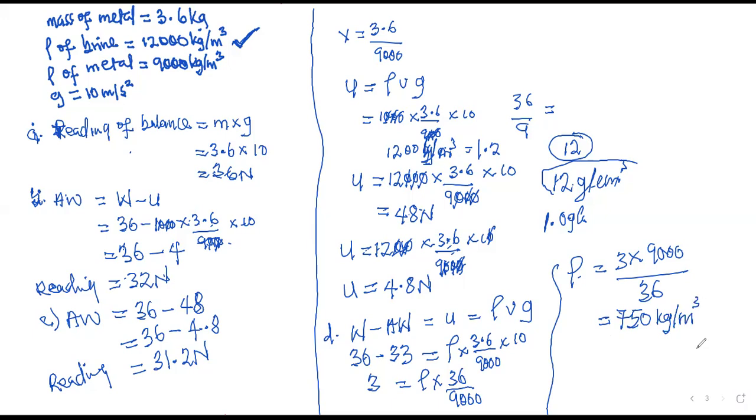The answer is 750 grams per meter cube, I think. And here too, the book gave the answer as 7,500. It's another typo error. So the answer must be 750 kilogram per meter cube, which is equal to 0.75. Please, class, are you okay? Yes, please. So that's the answer for D.